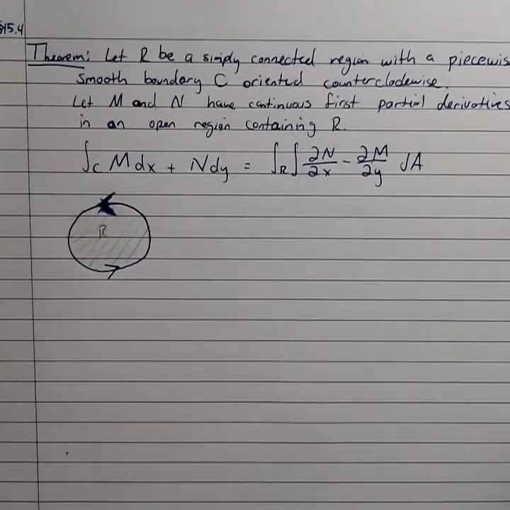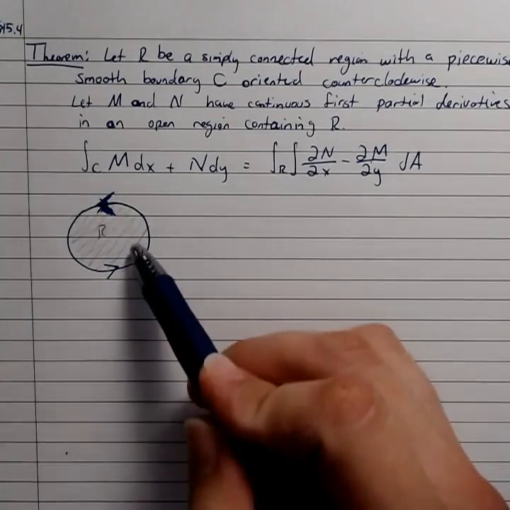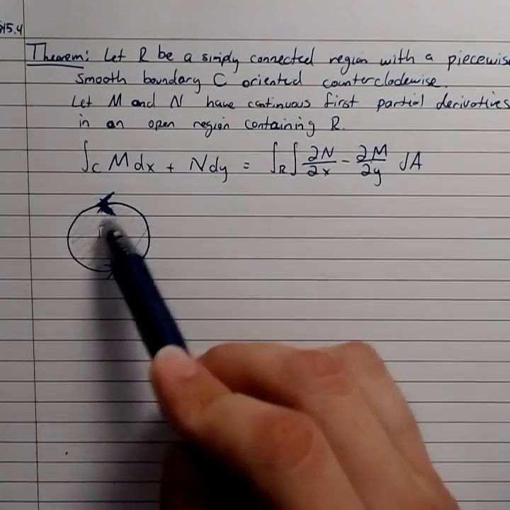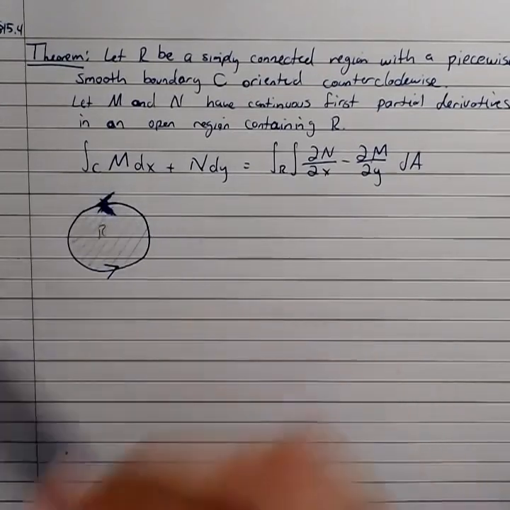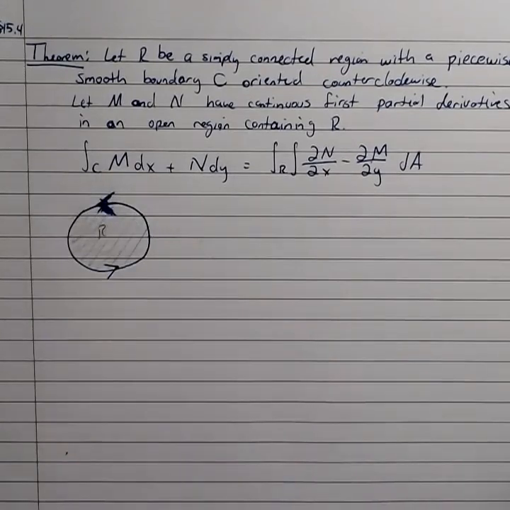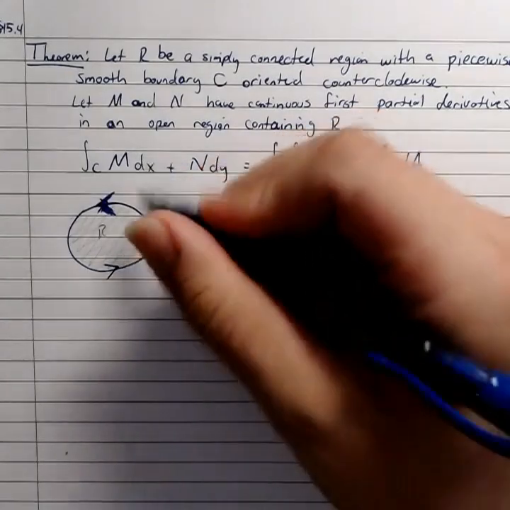So this is not at all obvious. Why should that be the case? Why should it be that the stuff inside is exactly equal to what's going on around the line integral on the outer boundary? This is not at all an obvious statement. So this one, we really do have to prove.